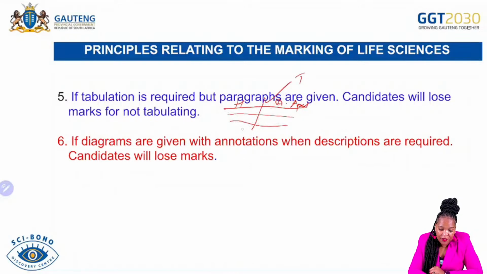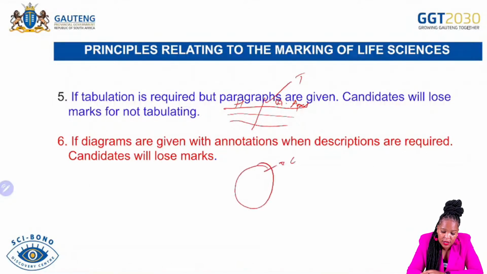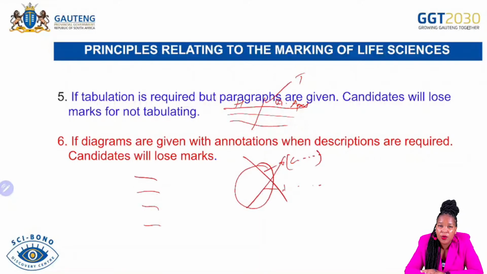Now, if diagrams are given with annotations when descriptions are required, candidates are going to lose marks. So sometimes you may be asked to describe something, and then you draw a diagram and you tell us this is what, and then you tell us what it does in brackets. So those are annotations. Please make sure that you write a full description of what you are asked for. Do not write what was not required or answer in an inappropriate way that was not asked for. Make sure that you read your question carefully, because otherwise you are going to lose marks.